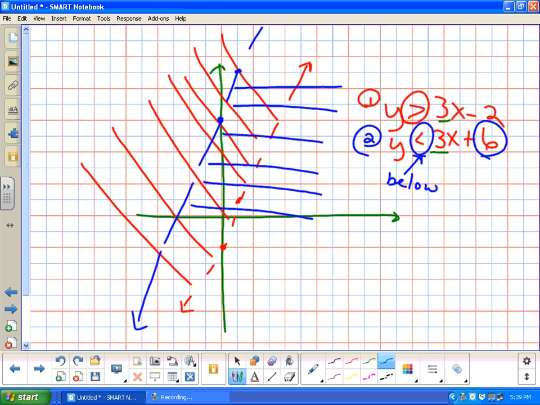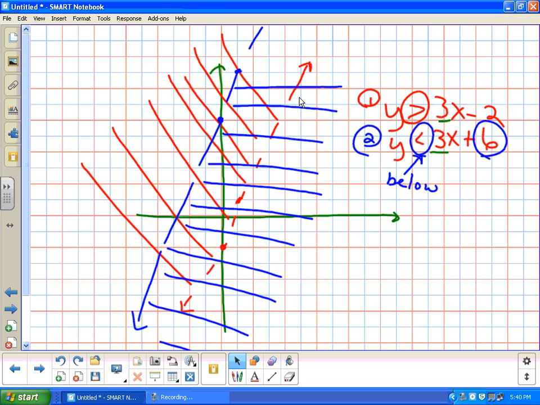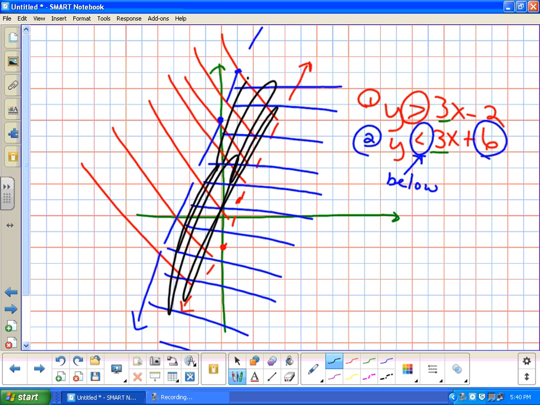You see the double shaded region? The double shaded region is the region between the two lines. So it's this region right in here. Anything in this region right here will be a solution to my inequality.